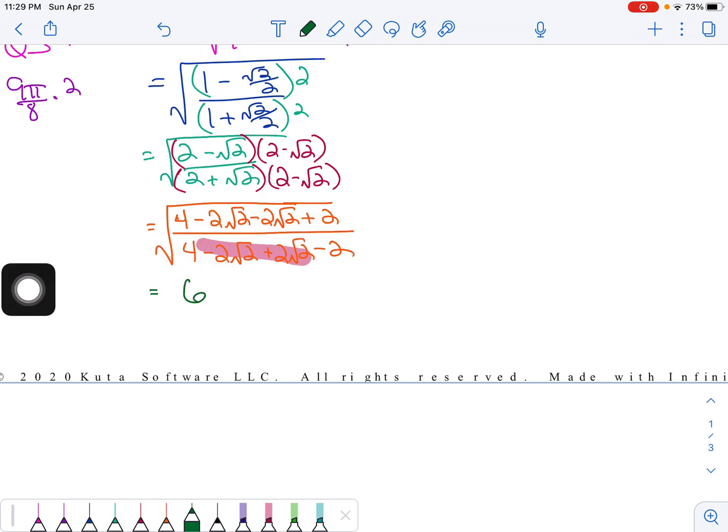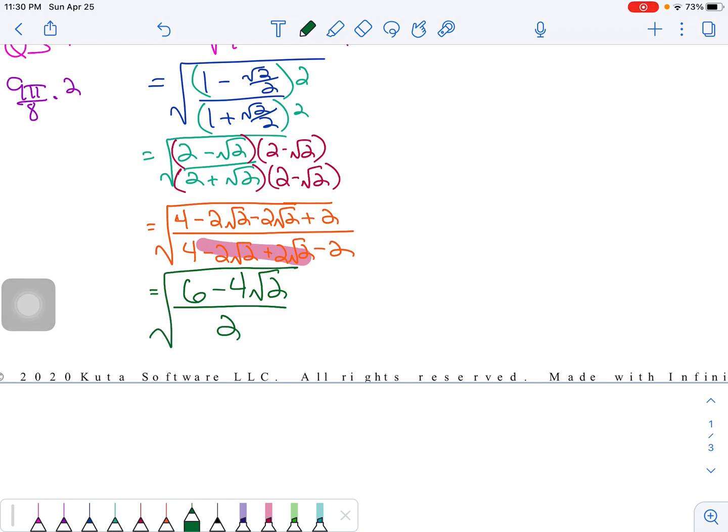So we've got 4 plus 2 is 6. I'll put the big root in a second. And I've got negative 2 root 2 and another negative 2 root 2. They do not cancel. They become negative 4 root 2, all over 4 minus 2, which is 2.